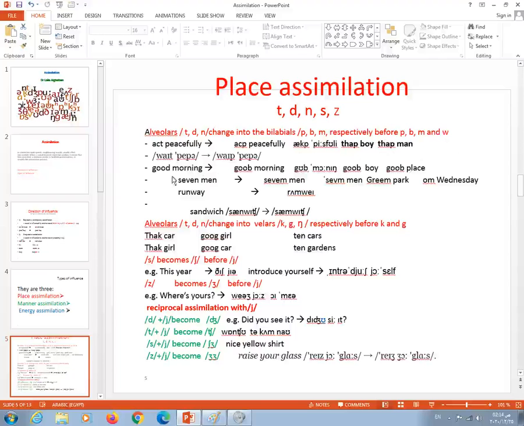Okay, we finished T. Second, D. D will change into what? It will change into B. Why? Because D and B are voiced consonants. Why does T change into P in the first ones? Because T and P are voiceless, so they must be very similar. So D will change into B before P, B, M, and W.